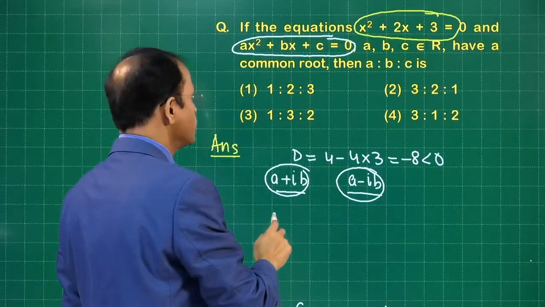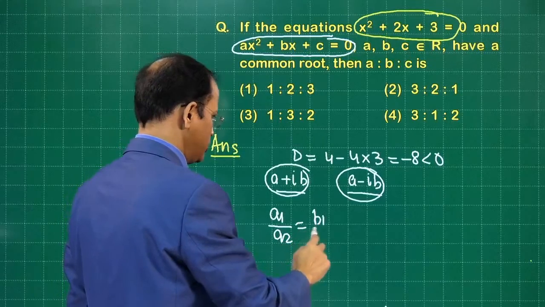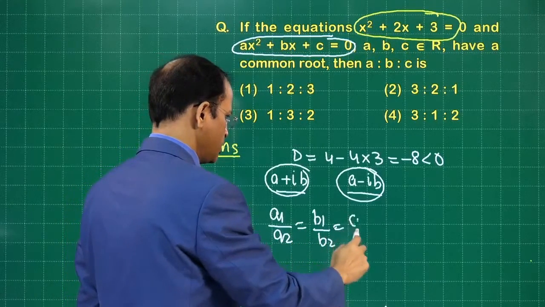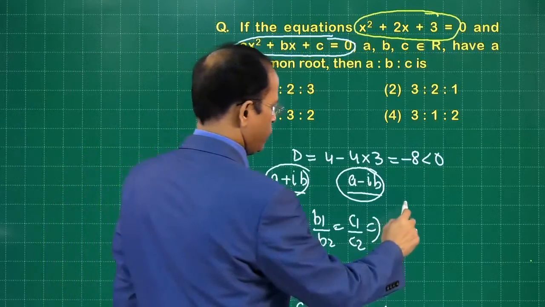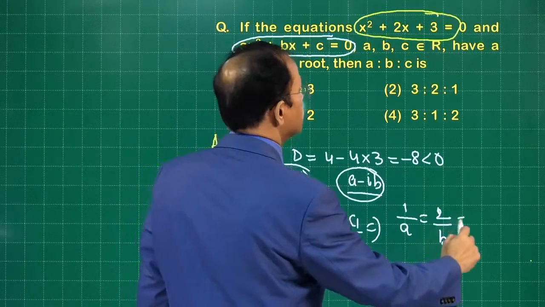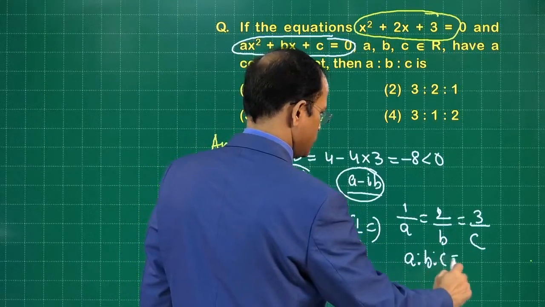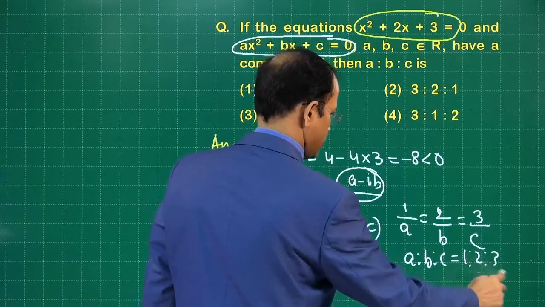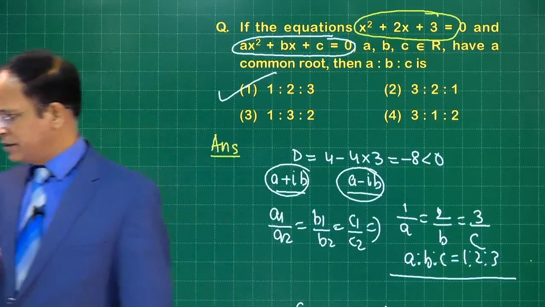So what we can do is take this condition, a1 by a2 is equal to b1 by b2 is equal to c1 by c2, right? So that means we have 1 upon a equals 2 upon b equals 3 upon c, or we can write it as a is to b is to c is equal to 1 is to 2 is to 3, right? So the first one will be the correct answer.